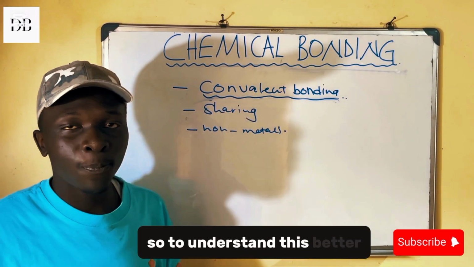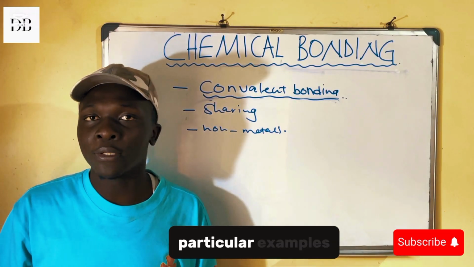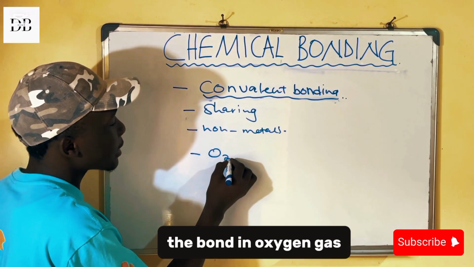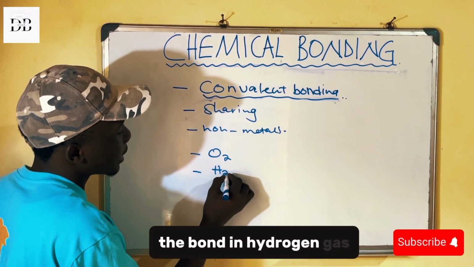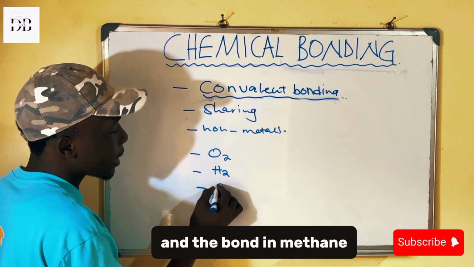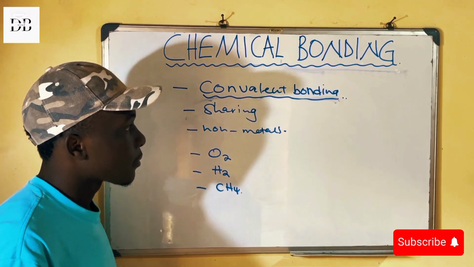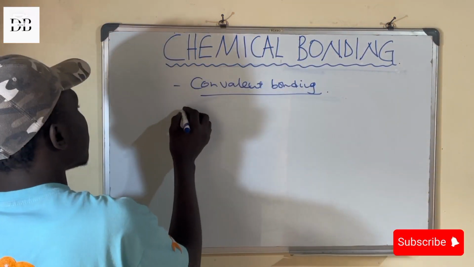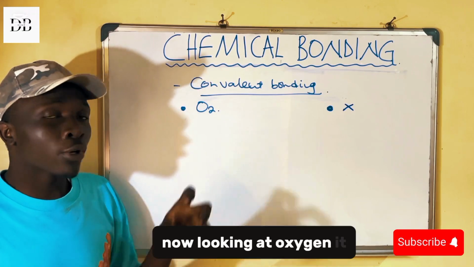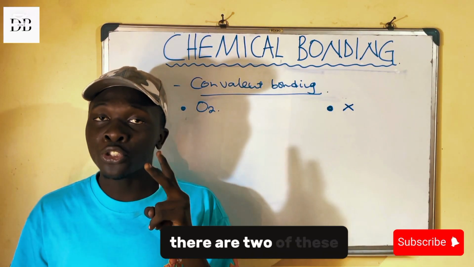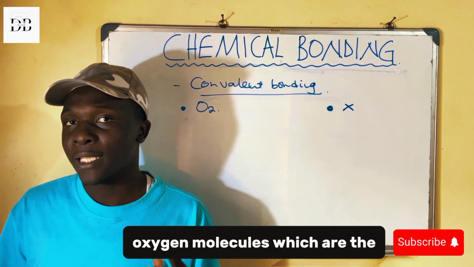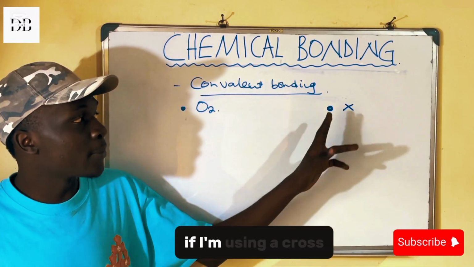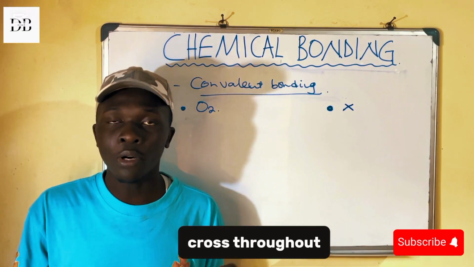So to understand this better, we shall look at three particular examples. Firstly, we shall look at the bond in oxygen gas, the bond in hydrogen gas, and the bond in methane gas. Let us look at this step by step. Now, looking at oxygen, it is uniform. There are two of these oxygen atoms which are the same. And so if I'm to use a dot, I have to use a dot throughout. If I'm using a cross, I'll have to use a cross throughout.